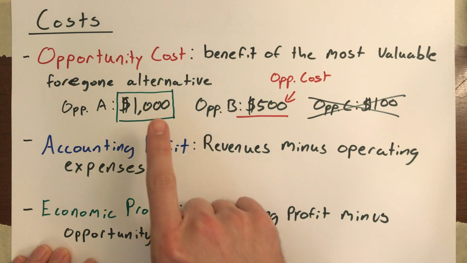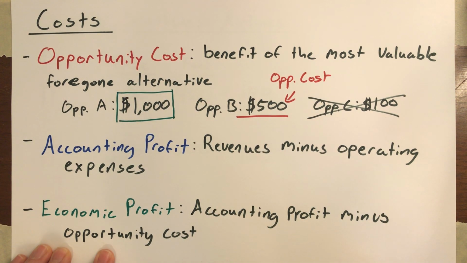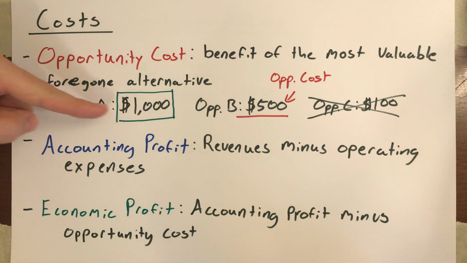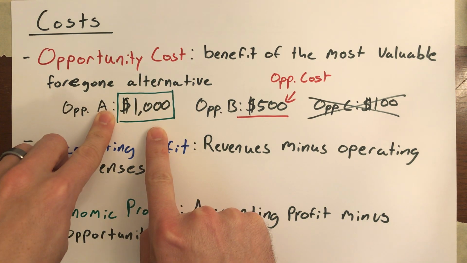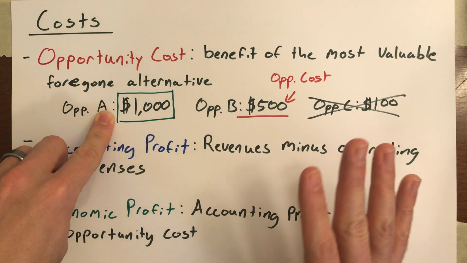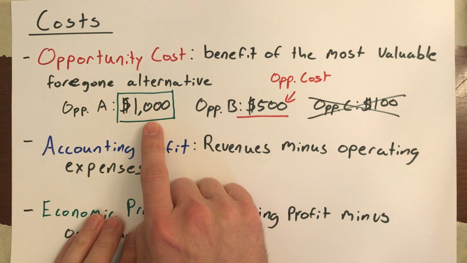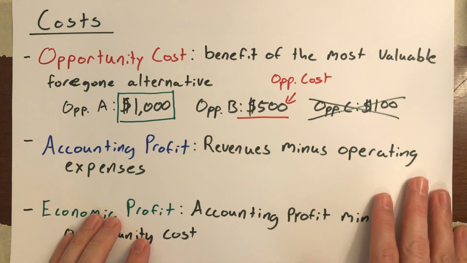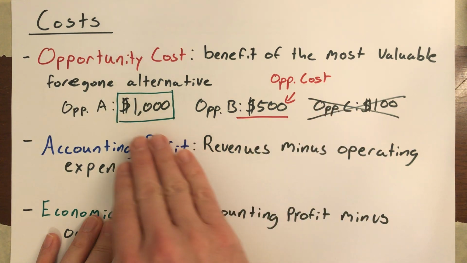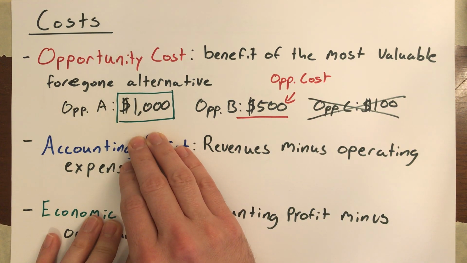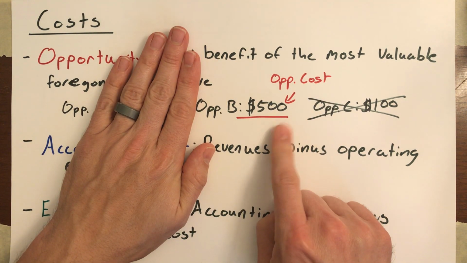Economic profit is accounting profit minus opportunity cost. So in this case, your accountant would tell you that you had earned profits of $1,000. And fair enough, you would be able to deposit $1,000 in the bank. However, an economist would look at this and subtract out your $500 opportunity cost and say, yes, you were able to put $1,000 in the bank, but if you hadn't done this, you still would have been able to put $500 in the bank.